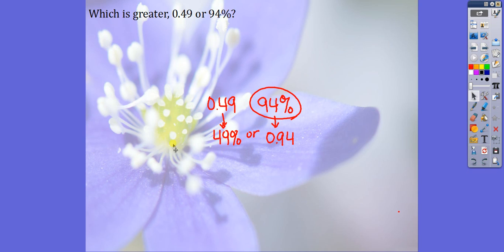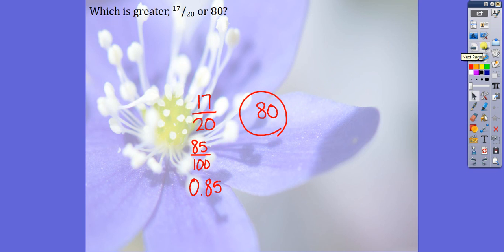This one you did as well, much quicker because one is a decimal, one is a percent, so it was either change this one to a percent or this one to a decimal and compare the two, and 94% is greater. This one as well, you're getting faster and quicker, but this one was a real stumper because you kept trying to put percent on the end of 80.